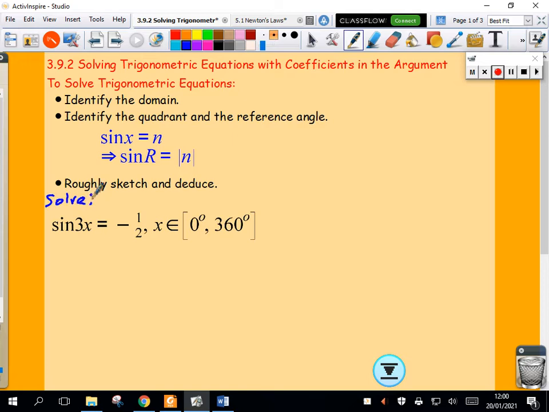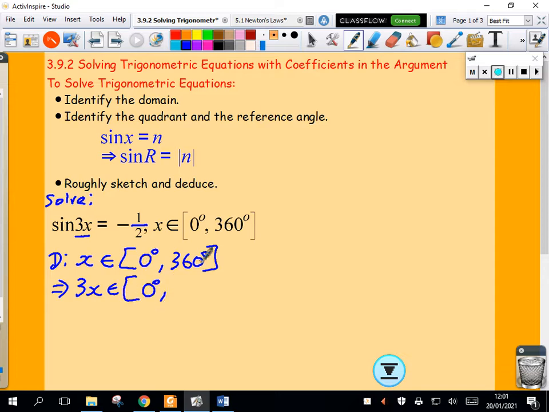Sine of 3x is equal to negative 1/2, where x belongs to the domain from 0 to 360 degrees. So thinking about the domain, first of all, the domain for x is given. It belongs to the interval from 0 to 360, 0 and 360 included. But the argument of this function is 3x, so we actually have to think about the domain for 3x. Well, 3x is triple x, so we're going to triple everything. Tripling 0 is 0. Tripling 360, that's 1080 degrees.